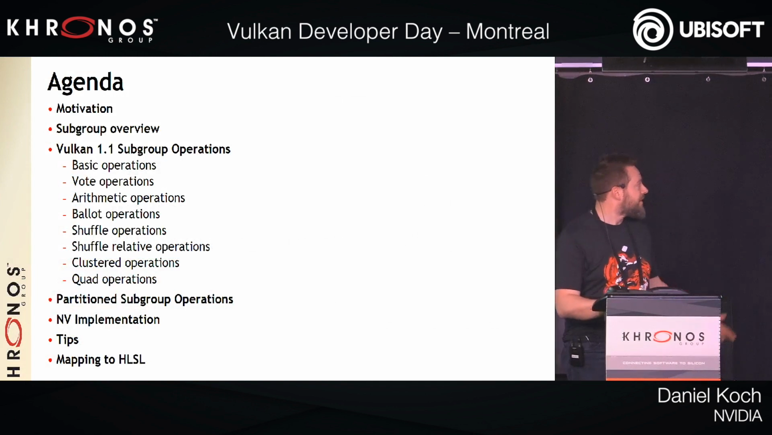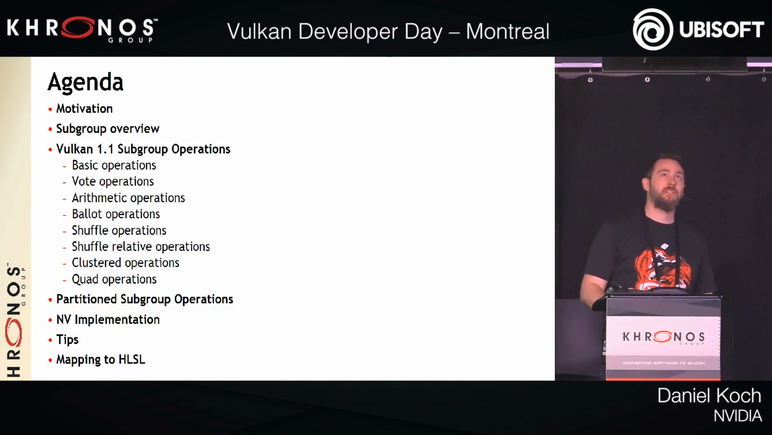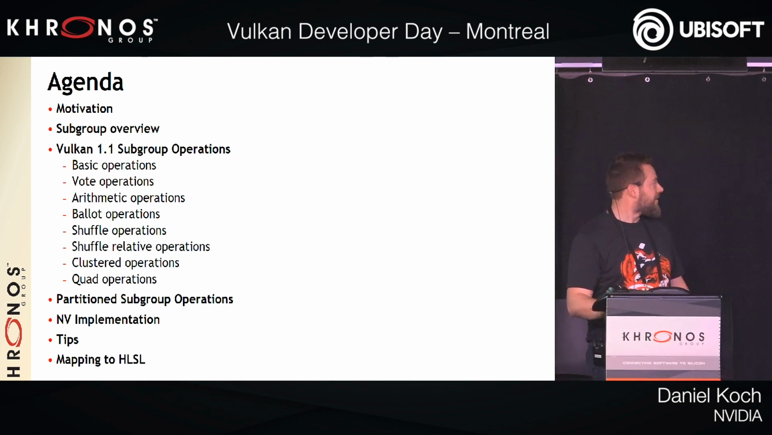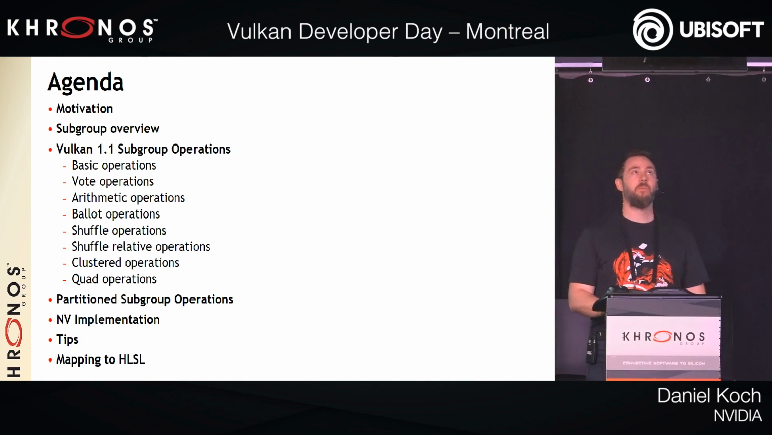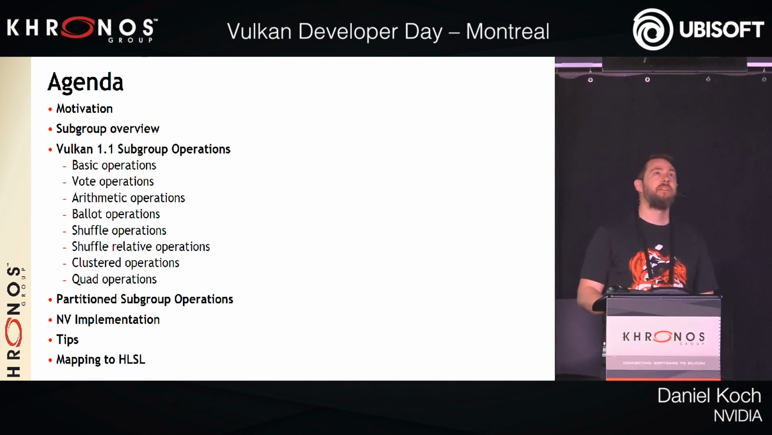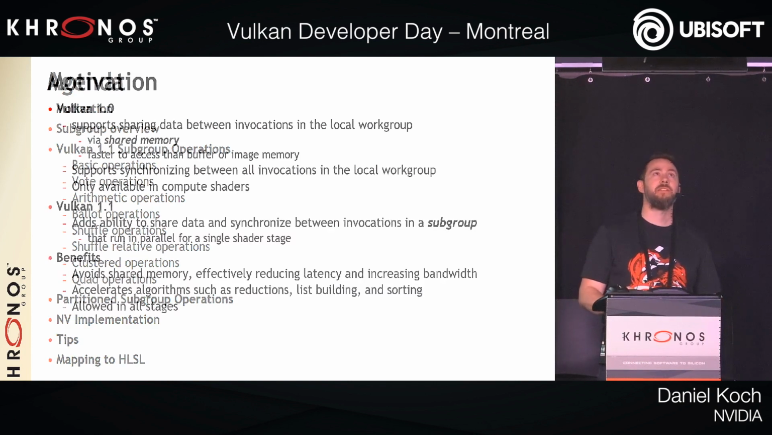I'm going to give you a bit of motivation for what subgroups are, or why you want to use them, give you an overview of how they work in Vulkan, and then go into a deep dive on the various operations, the various types of operations and how they work. Then go into an extended version, partitioned subgroups, that are available on Nvidia, talk some more details about the Nvidia implementation, and give you some tips. And if you're used to HLSL, explain how these map to the Vulkan ones.